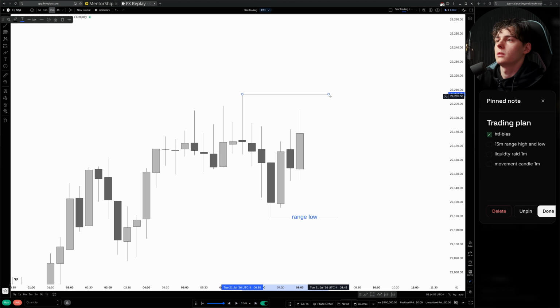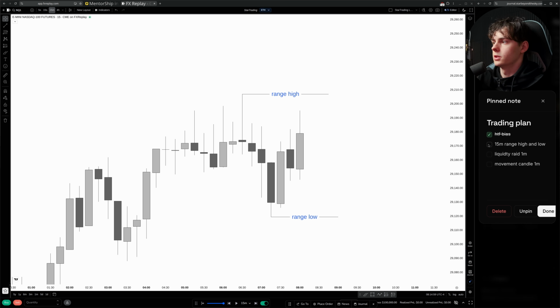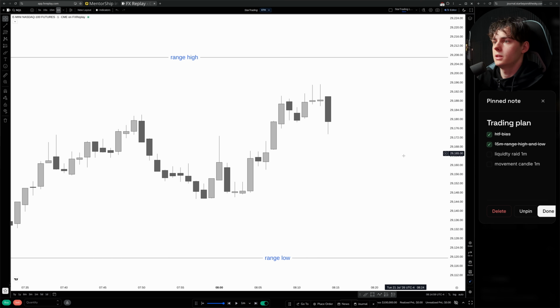This one is going to be our range high. So now that we have that identified, we simply want to move on to the next step. We are going to be check marking this. Now we need a liquidity raid on the 1 minute time frame. So let's go on to the 1 minute and see if we're going to get that.